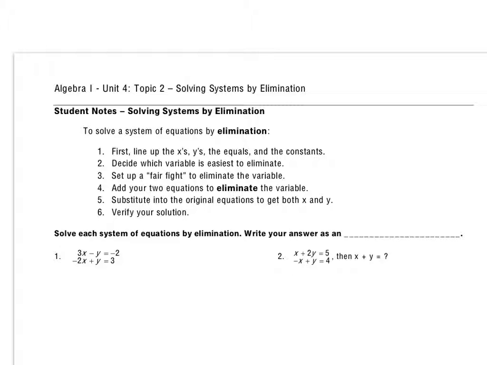So if I look at number 1 here, I don't have to set up my fair fight because it's already done for me. I have my negative y and my positive y, which are already fair fighting, so they're going to cancel each other out. Just like in number 2, our x and our negative x will cancel each other out. So once our fair fight is set up, then we're going to add both of the equations together. After we do that, and we find our answer, it's going to be written as an ordered pair.